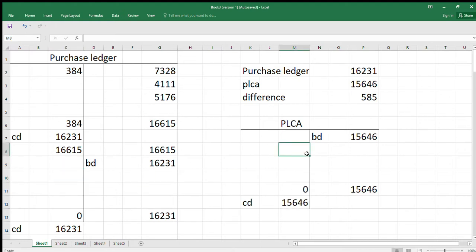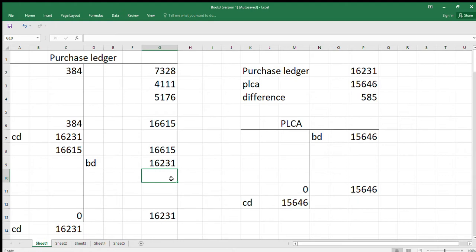Let's now do B. Goods returned were not entered in the purchase ledger control account. So they weren't entered here, so there's nothing to reverse out here. But goods returned were entered in the purchase ledger account. They would have been entered as a debit, so we would reverse it and enter it as a credit. Put that in. They don't balance, so that is not the right answer.